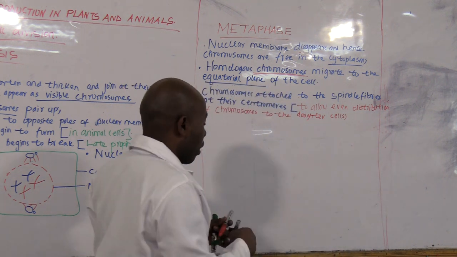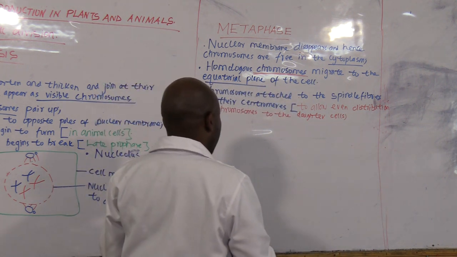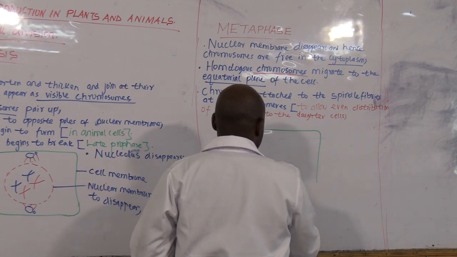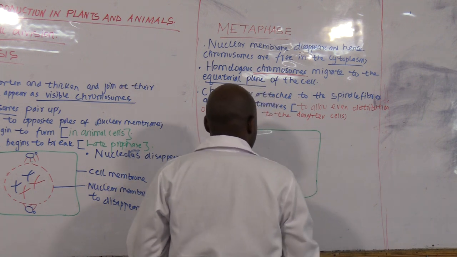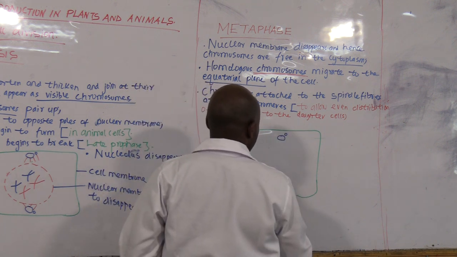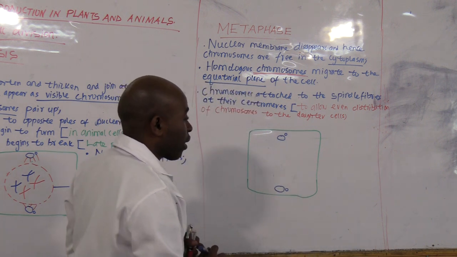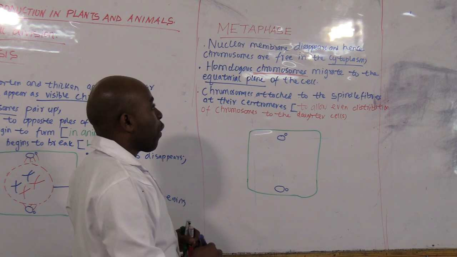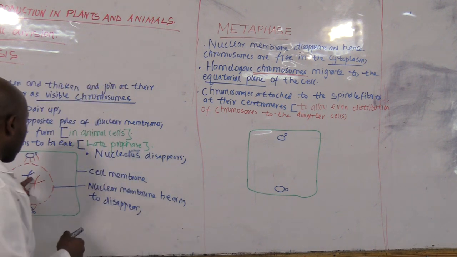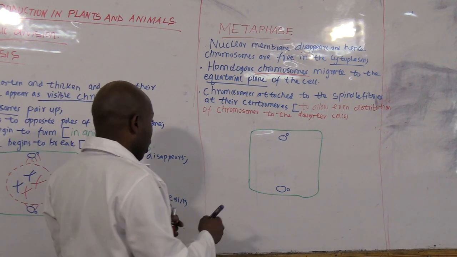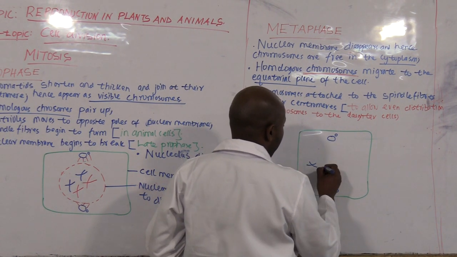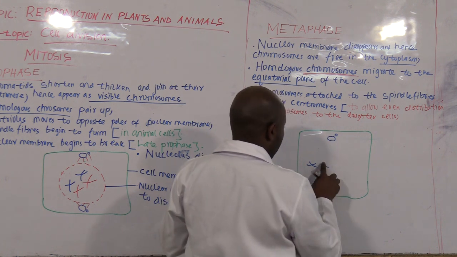And that marks the end of metaphase. Let us now express it diagrammatically. I'm still using the example of the animal cell. We have the cell membrane. Sorry, the centrioles were at the poles. These are the centrioles. Nucleolus disappeared, and we also have nuclear membrane disappeared. So in this case, we now have these homologous chromosomes being arranged at the equator.